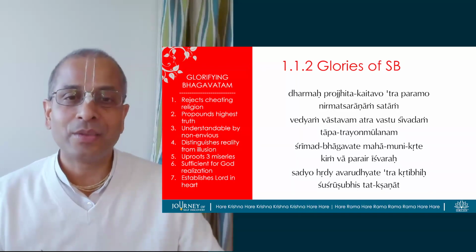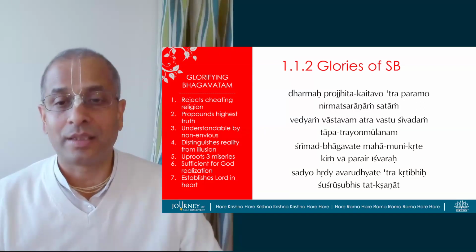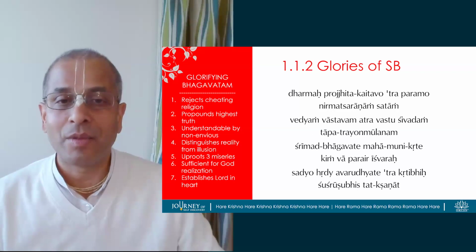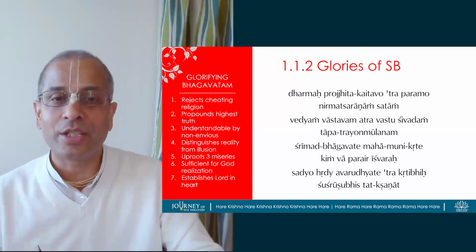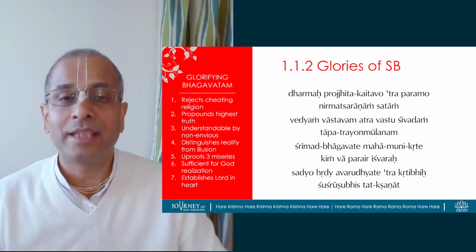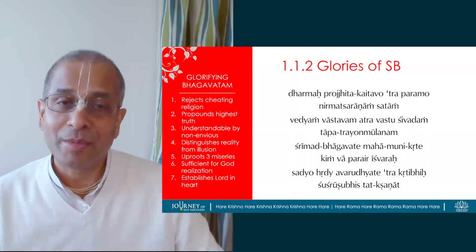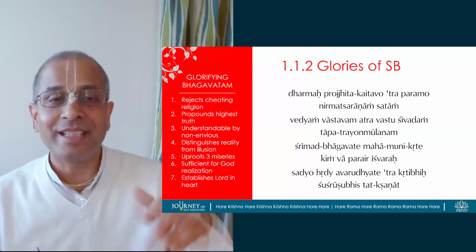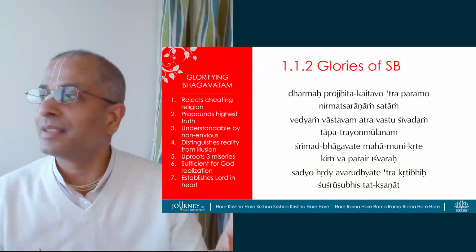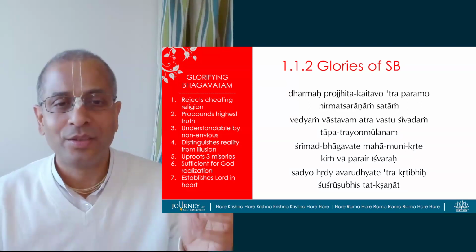Now, interestingly, if you look at this verse, atra is used 3 times. Dharma projjhita kaitavo 'tra. Then again it says Vedyam vastavam atra. Atra means herein, in this scripture. Then again in the second last line it says Sadyo hridy avarudhyate 'tra. Again that atra is there. And then it also talks about Srimad Bhagavatam itself. So not only is it said 3 times, in this scripture, in this scripture, in this scripture, but somebody may get confused, because if this verse is read separately, they will ask: atra means where, which book? So it also names Srimad Bhagavatam.